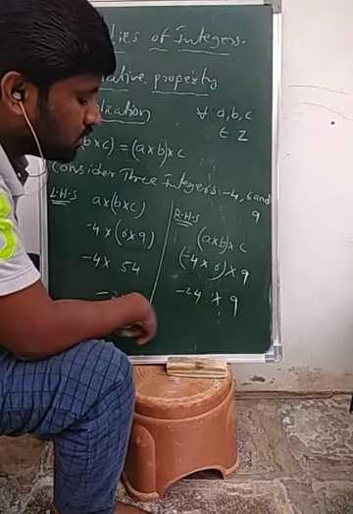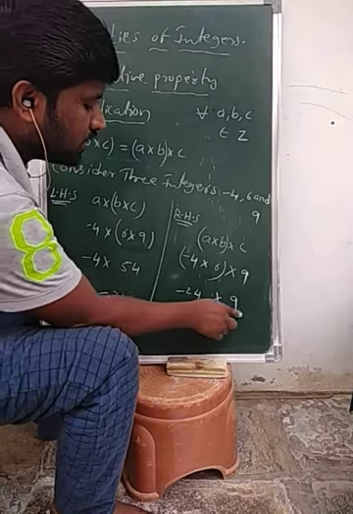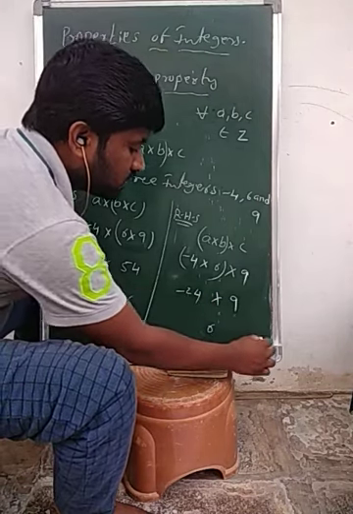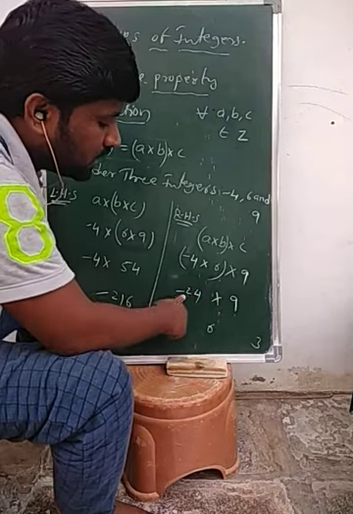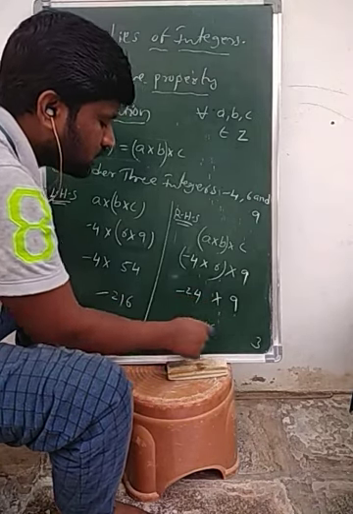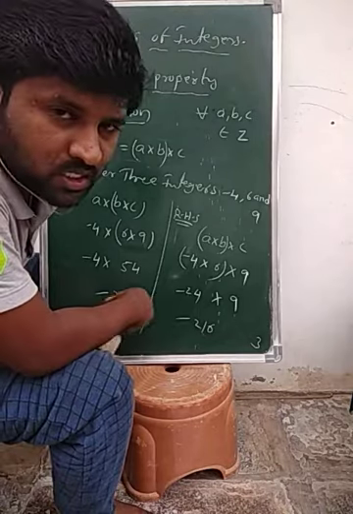-24 into 9. 9 4s are 36, 9 2s are 18, 18 plus 3, that is 21. Means we get -216.